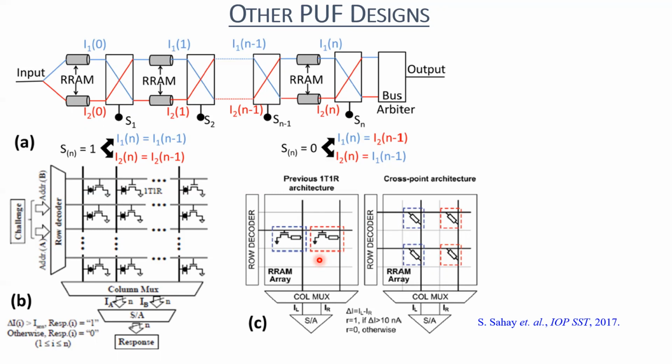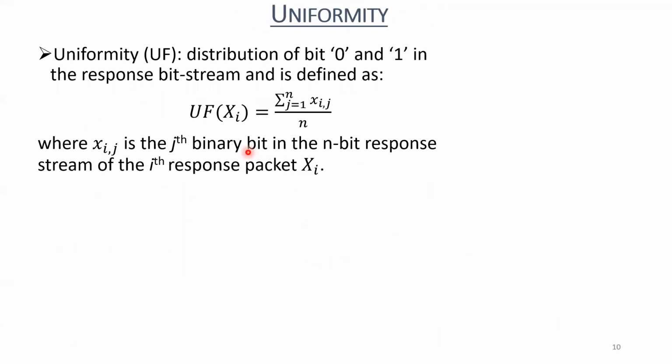So let us talk about the performance metrics of PUFs now. The first, and I wouldn't call it the most important, but one of the important performance metrics of any PUF is uniformity. By uniformity, what do I mean? I mean the distribution of bits, zeros and ones, in the response bit stream.